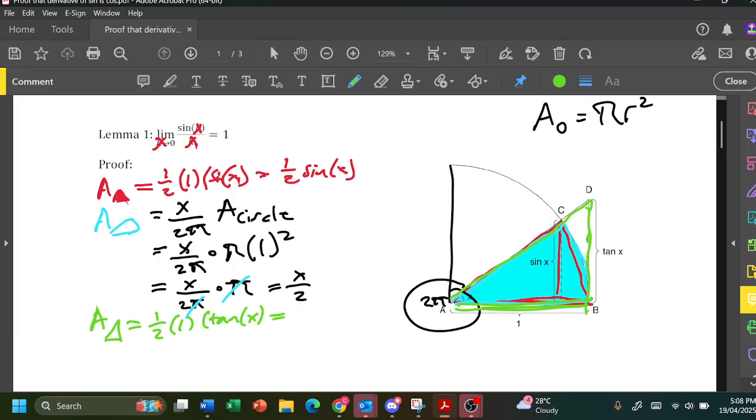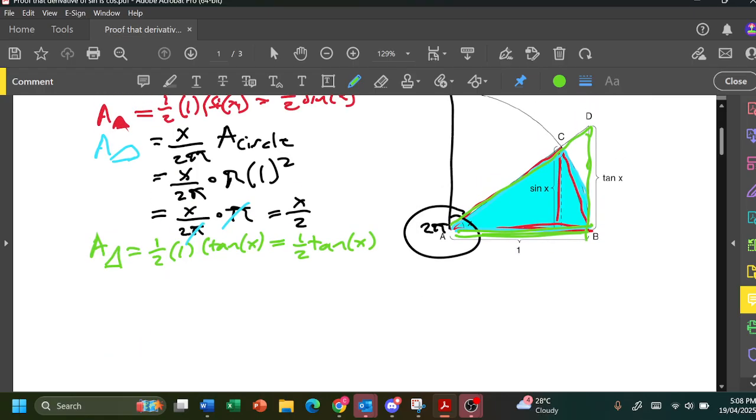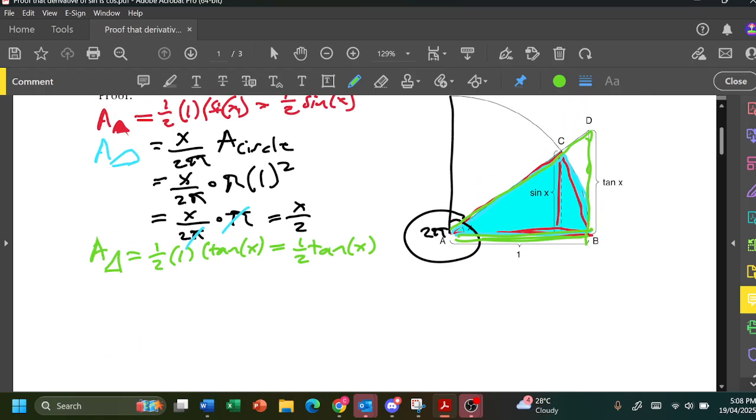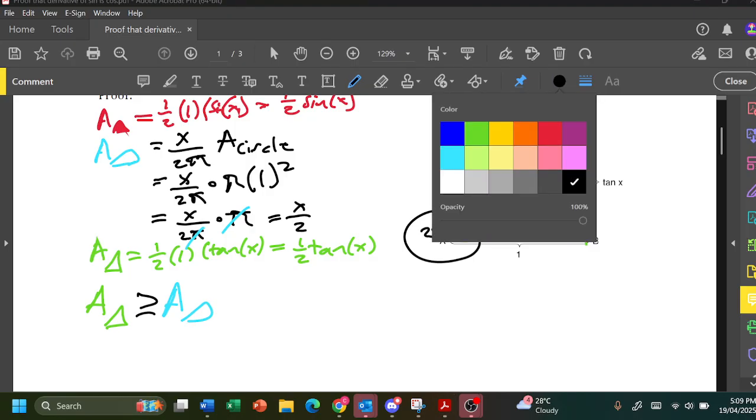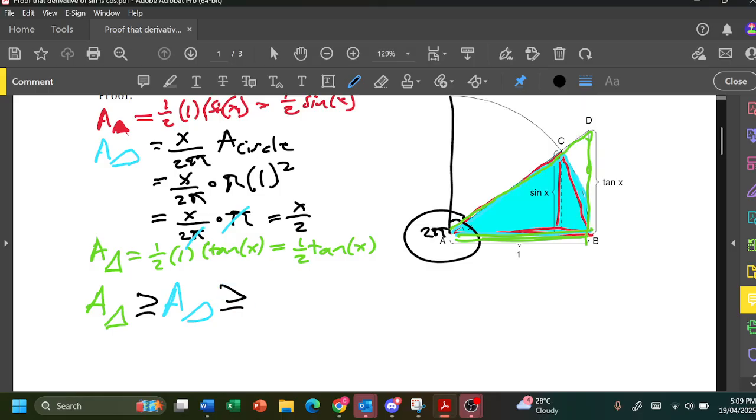So therefore we can see that the area of that larger triangle is half tan x. Okay, so we can kind of put this all together now. What we can see here is a bit of a hierarchy in terms of the size of these shapes. I don't think there would be too much debate in me saying that the area of that larger triangle is going to be larger than or equal to the area of this wedge right here. And that wedge is clearly greater than or equal to the area of the red triangle, right?